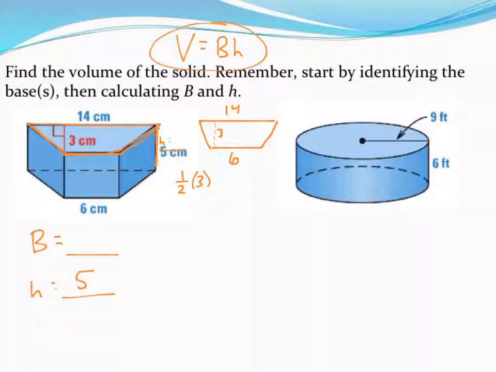1/2 times the height of the trapezoid times the sum of the two bases. Well, the bases of the trapezoid are 14 and 6. So doing that calculation gets me a base area of 30 centimeters squared.